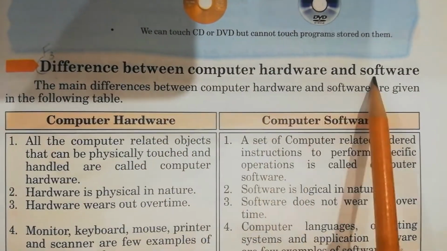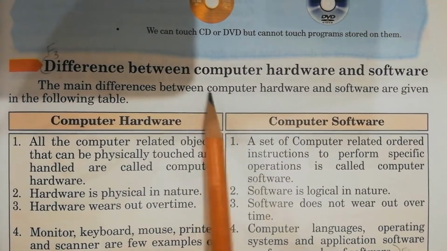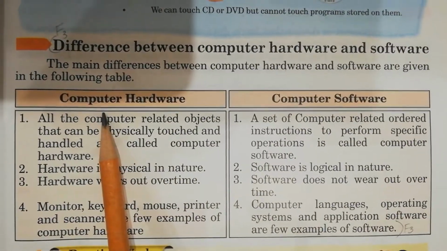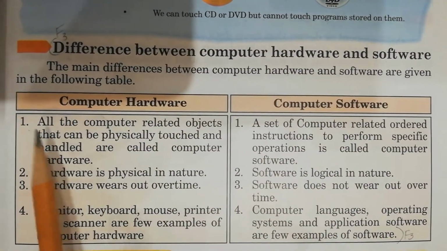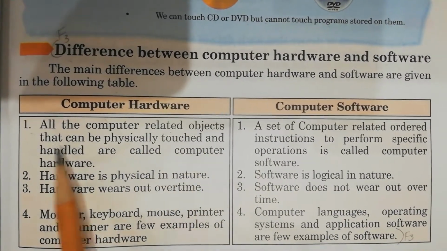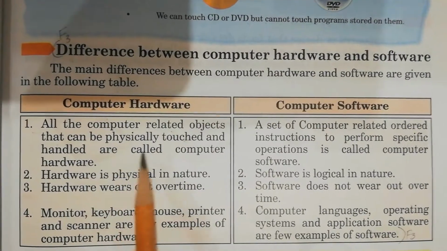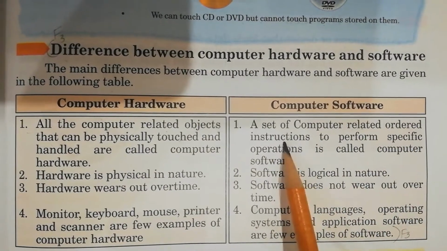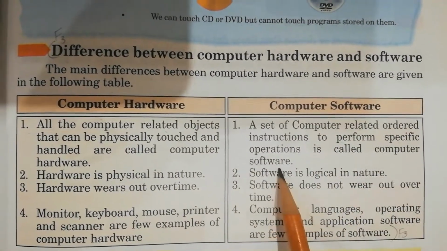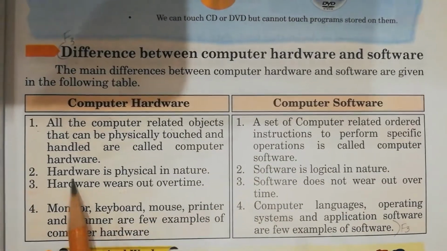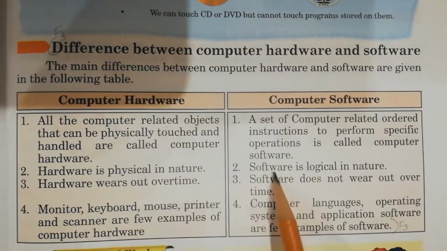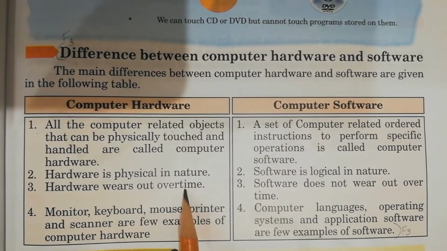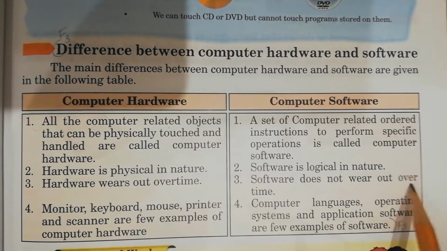Difference between computer hardware and software. The main differences between computer hardware and software are given in the following table. Computer hardware, computer software. Number 1, all the computer related objects that can be physically touched and handled are called computer hardware, whereas a set of computer related ordered instructions to perform specific operations is called computer software. Hardware is physical in nature, whereas software is logical in nature. Hardware wears out over time. Software does not wear out over time.